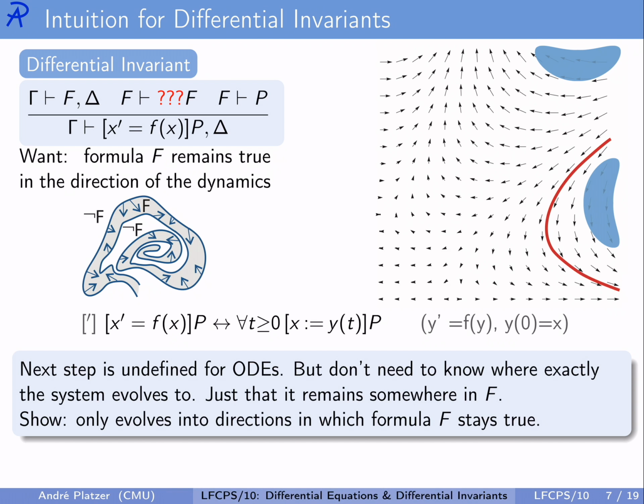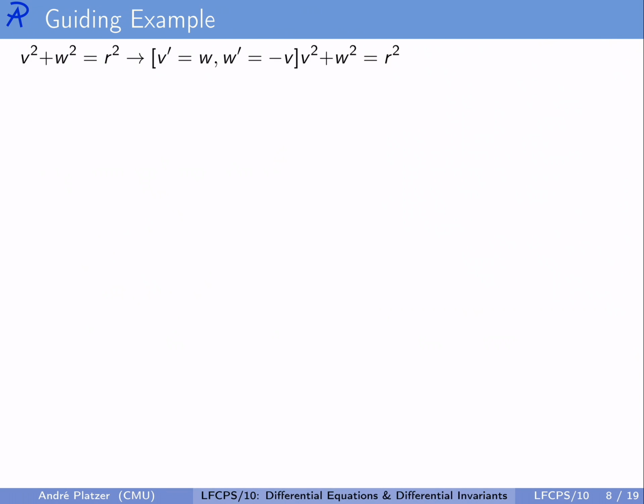So we need logic that enables us to speak about the direction into which a formula is evolving along a differential equation, and have a way of justifying that that remains true. Let's look at a guiding example to figure this out. Here's a simple example that is saying if v squared plus w squared is r squared, then always when we're following this differential equation, v prime equals w and w prime equals minus v, it remains the case that v squared plus w squared is r squared.